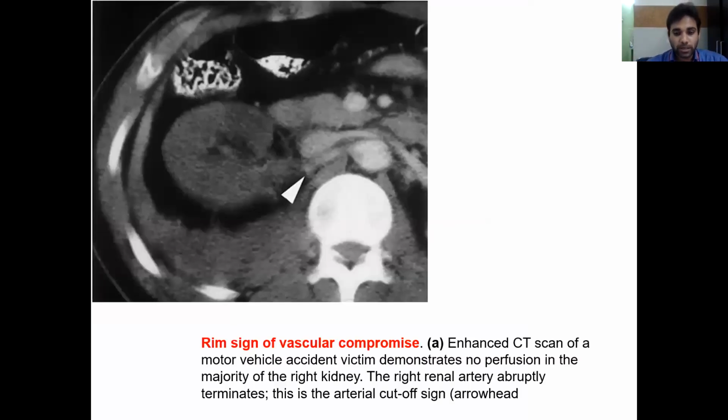And the rim sign of vascular compromise. Enhanced CT scan of a motor vehicle accident victim demonstrates no perfusion in the majority of the right kidney. The right renal artery abruptly terminates. This is the arterial cutoff sign, arrowhead.